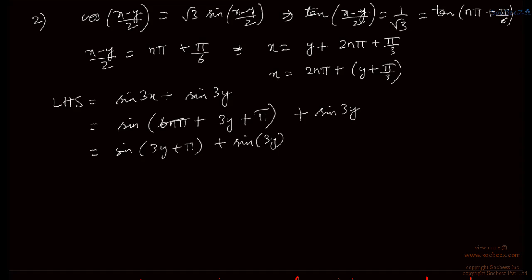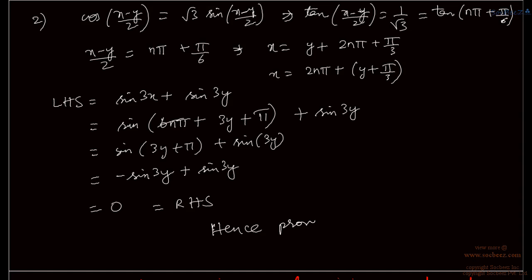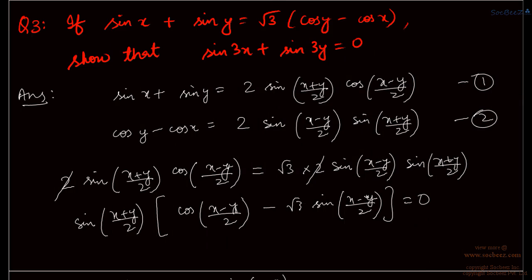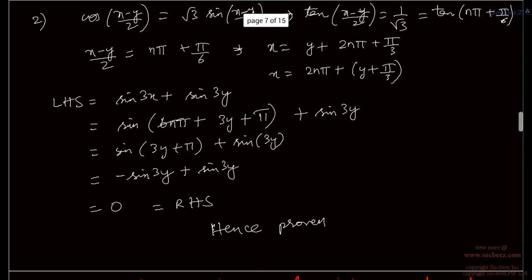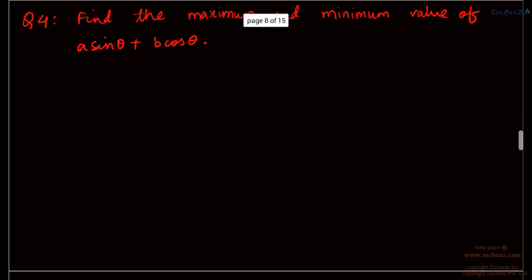Now we all know that sine of anything plus pi becomes just minus of that angle. So this is minus sin 3y and this is plus sin 3y. Hence this is equal to RHS. So the key concept used here was conversion of sum to product formulae. We have sin x plus sin y, convert them into sin of (x plus y) by 2 cos. Using these formulae we find out the roots, and using the roots we give the proof here. So let's go to the next question now.